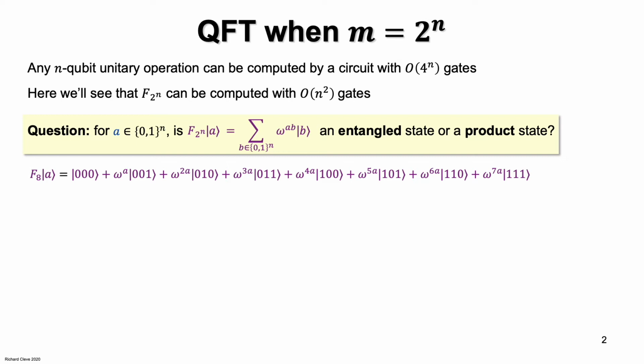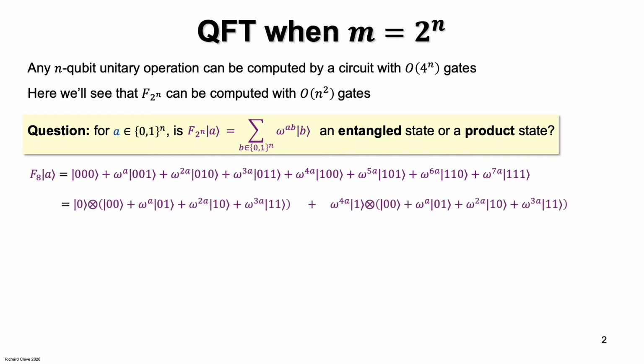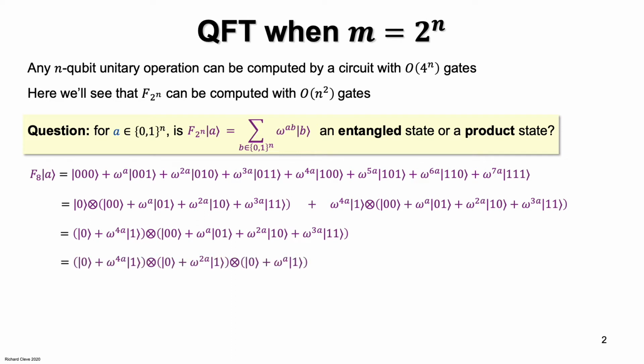Okay, so you may have noticed that you can factor out the first qubit from the first half of the terms, and the second half of the terms like so. And the state of the other qubits is the same for both cases. So the first qubit is in this product state with the rest of the qubits. And you can do something similar for the next qubit. So the answer to the question is that each Fourier basis state is actually a product of 1-qubit states.